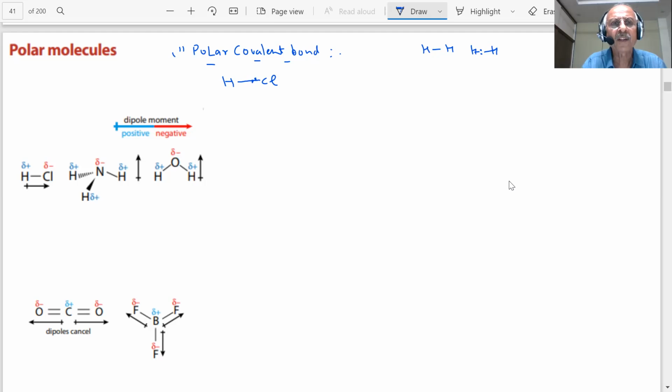And what will happen, students? This will get a partial negative charge, and this will get a partial positive charge. So this bond is no longer purely covalent. It has got some ionic character, and the result is a separation of charges. Can you see the separation of charges? Tell me yes or no.